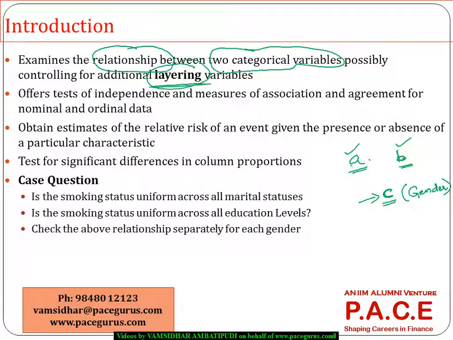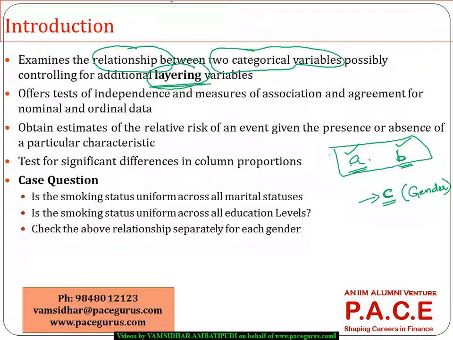Overall, if I am trying to find out the relationship between these two categorical variables, it's at a high level. But if I am digging down to find out the relationship between A and B separately for each of the elements of C, that is what we call layering. So if required, we can very well do the layering also and base our relationship analysis between the two variables A and B using this cross tab procedure.